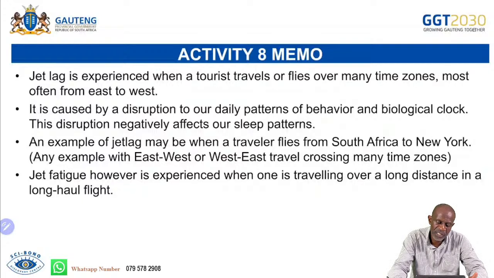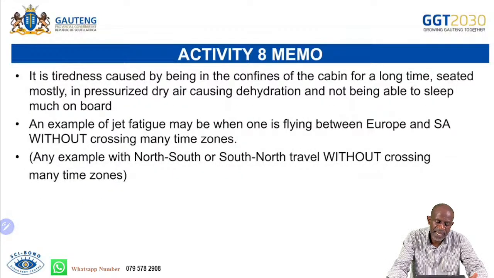Jet fatigue, however, is experienced when one is traveling over a long distance in a long-haul flight, and you'll cross fewer time zones. It is tiredness caused by being in the confines of a cabin for a long time, seated mostly in pressurized dry air, causing dehydration and not being able to sleep much on board. An example of jet fatigue may be when one is flying between Europe and South Africa without crossing many time zones. It's either one or two time zones that you are crossing.